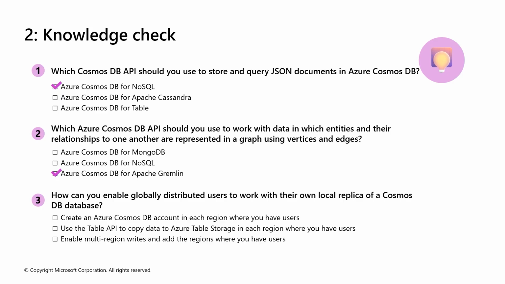Final question. How can you enable globally distributed users to work with their own local replica of a Cosmos DB database? The correct answer is to enable multi-region writes and add the regions where you have users. This allows Cosmos DB to maintain replicas in multiple Azure regions. Users interact with the nearest region, which reduces latency, while Cosmos DB handles replication and consistency behind the scenes.